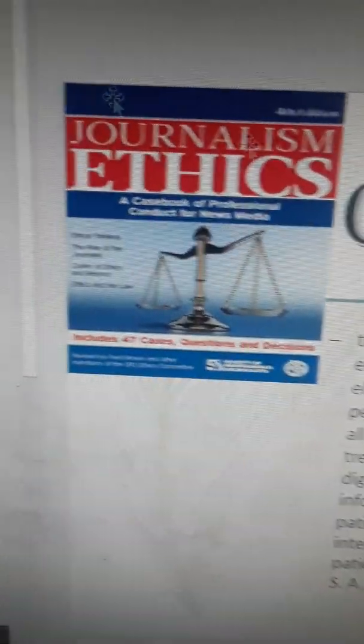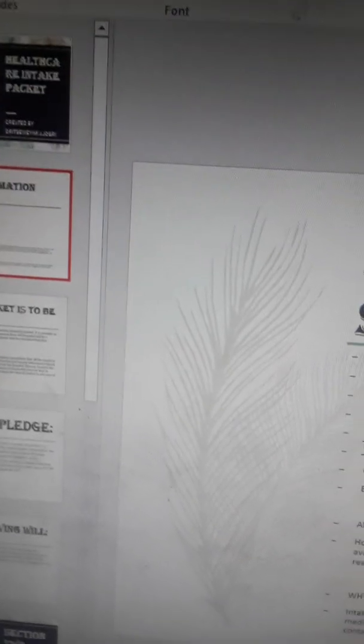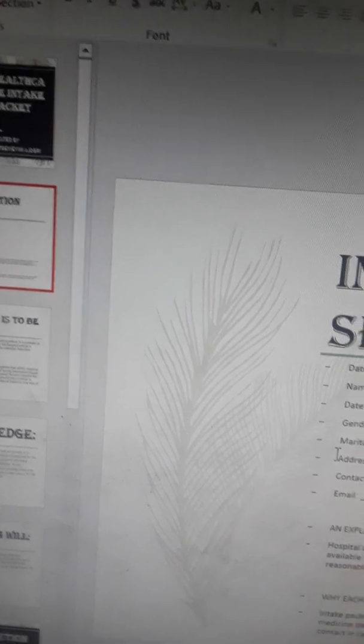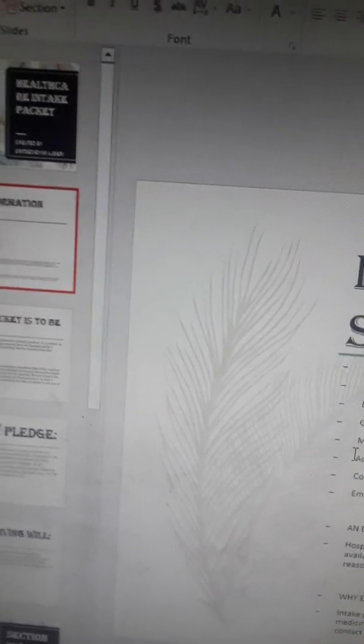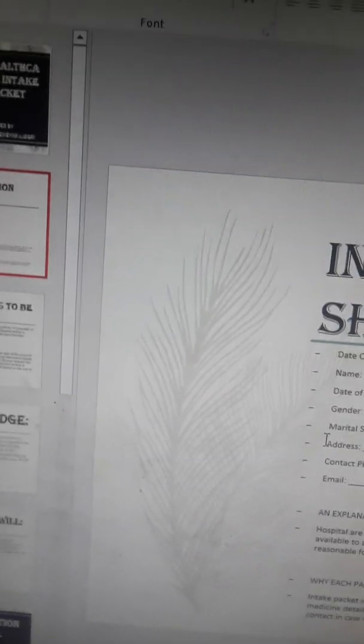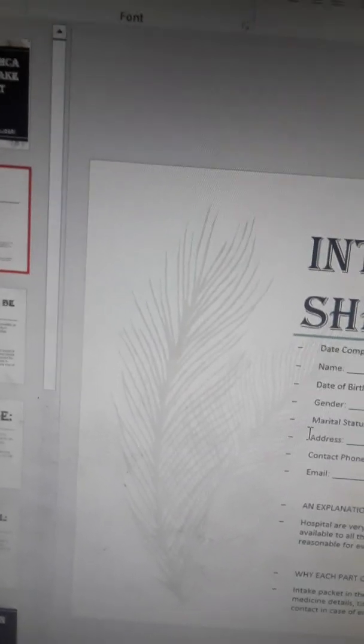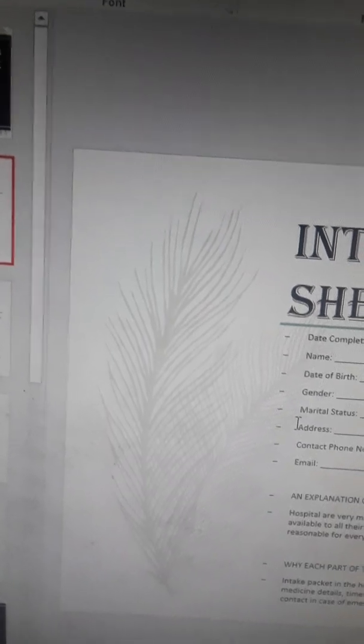On my first slide, what I did is I wrote a letter to accompany the intake packet. So that's the first question. On my letter, what I included in the intake information sheet is the date, name, date of birth, gender, maternity status, address, contact information, and email. On the next step, I wrote an explanation of the importance of LTIC.